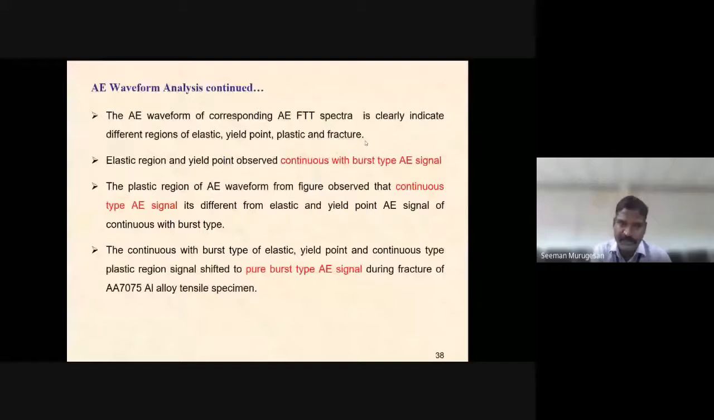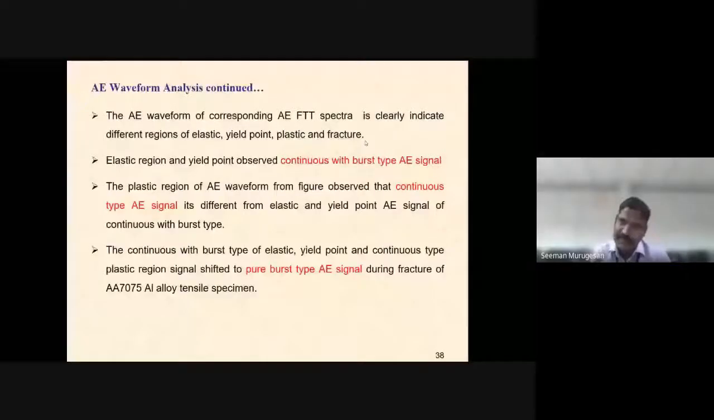In case of fracture, a pure burst type of signal is observed during the fracture of the AA7075 aluminum alloy tensile specimen. So the pure burst type of signal indicates the fracture. The continuous with the burst type of signal indicates the elastic and yield point. This continuous and burst type shifts into the continuous type of signal, which is called the plastic region.